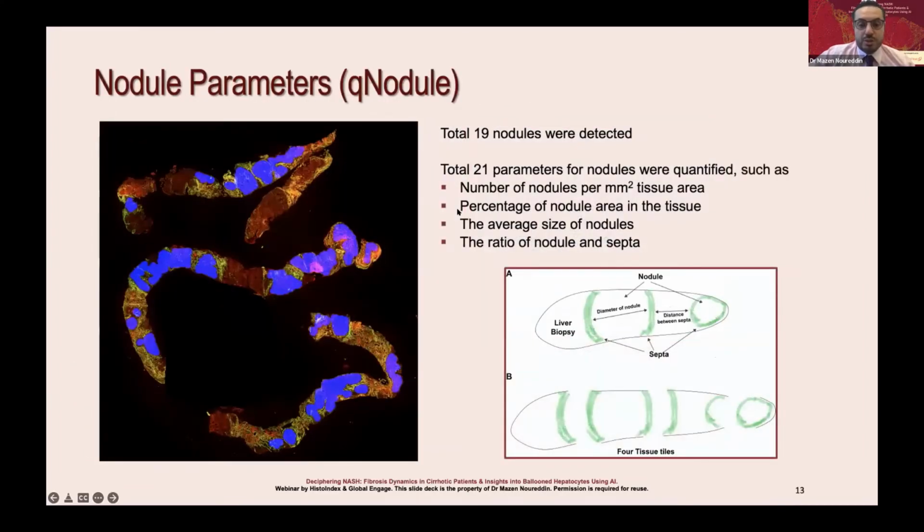Moving on to nodules. I mean, nodules should matter, right? We all know that. A bunch of large nodules is different from tiny few nodules. And here, look at this nice drawing that I think was done by HistoIndex or Dr. Zach Goodman, who was one of the influential people on this project, and look at the diameter of the nodule, the distance between septas, and many other features of the nodules to see how it correlates with HVPG.